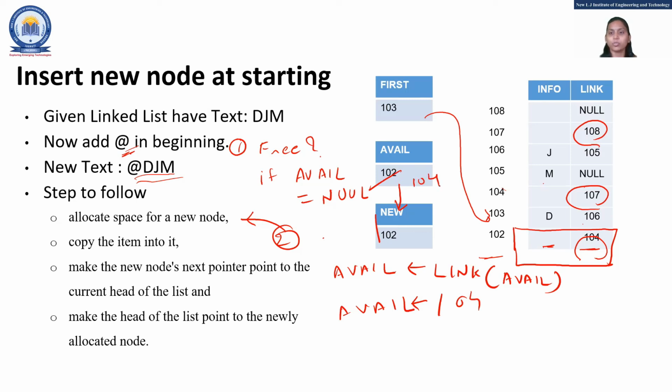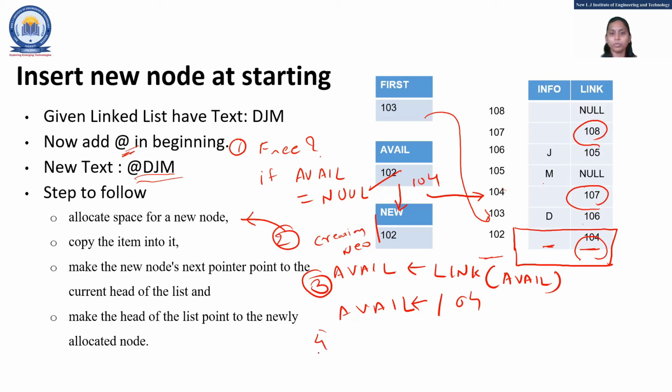So here I will modify 102 to 104. Okay. So what will happen? Now the availability stack would point to 104. This will point to 104. This is my creation of the new node, which is my second step, and removing the node from the availability stack is my third step.